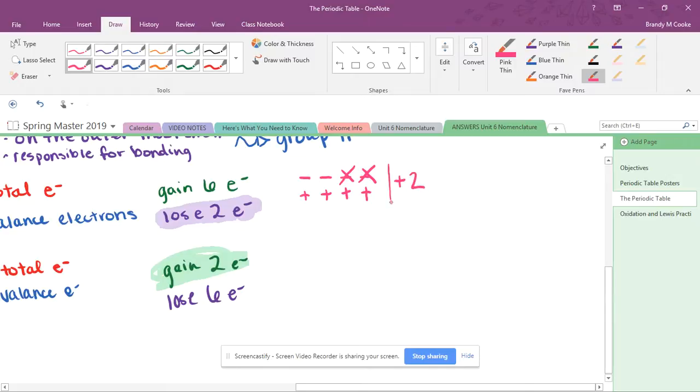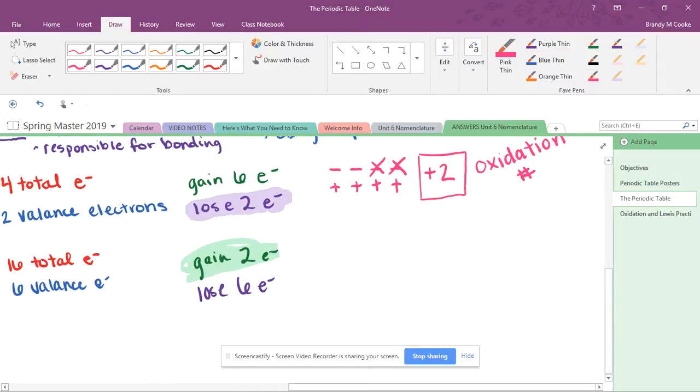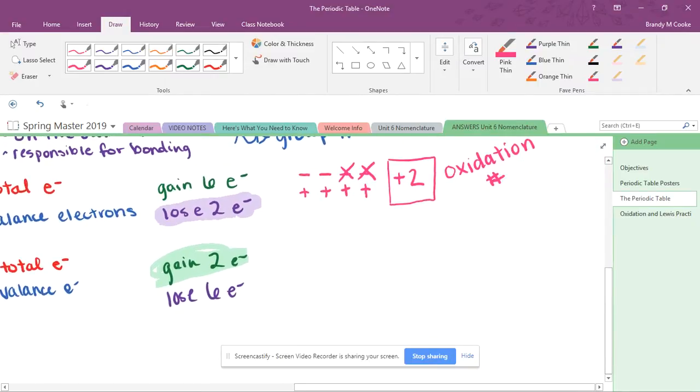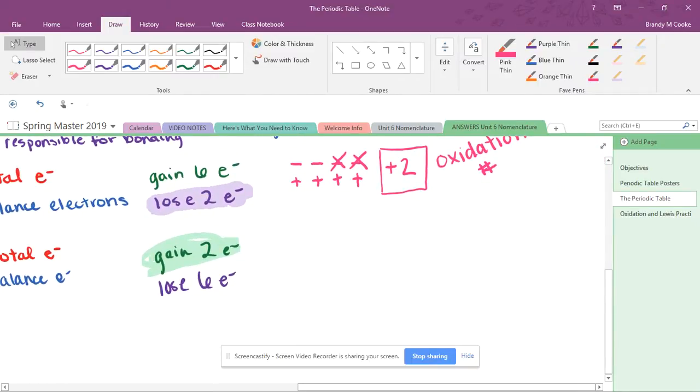We call this number here, its charge, the oxidation number. The oxidation number. And this charge is really important because that helps us determine who he's going to bond with. Not only that, but what the ratio of each atom is going to be. Now, sulfur, like I said, they're a match made in heaven, and we're going to find out why.